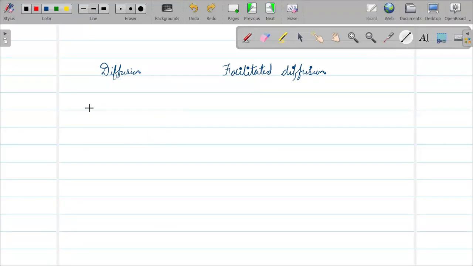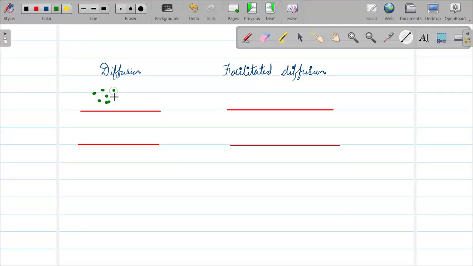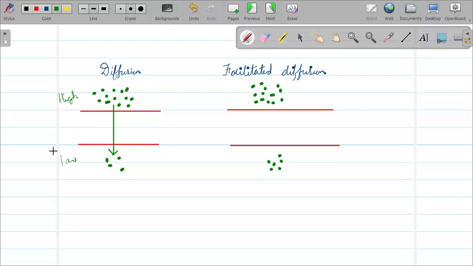You know that the molecules are able to move from a region of higher concentration or higher electrochemical potential to a region of lower electrochemical potential. So no change here. The molecules are there in higher level here, and here also. Here the molecules are in lower level, and here also. Without any carrier protein, if the molecules are able to move from higher concentration to lower concentration without any membrane protein, it is called general diffusion.